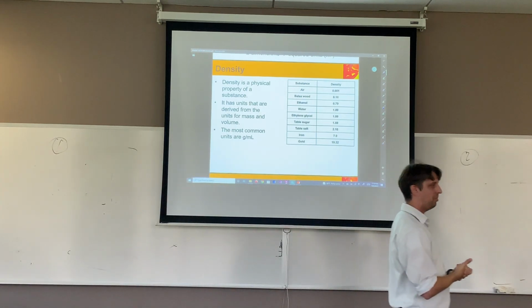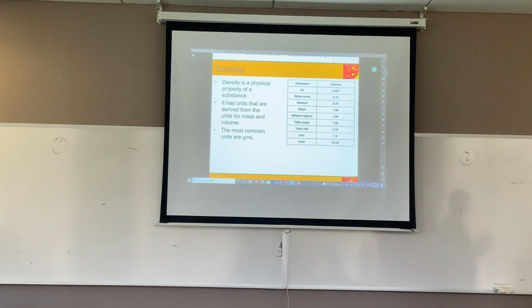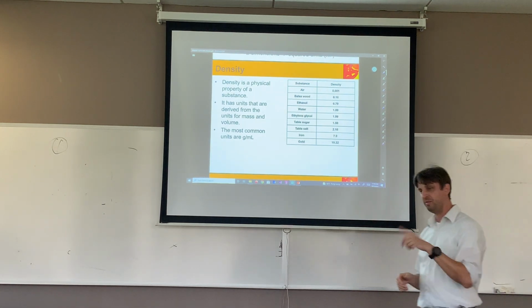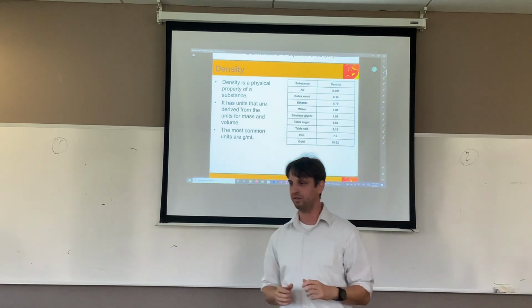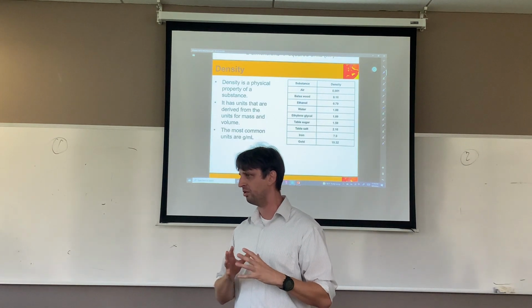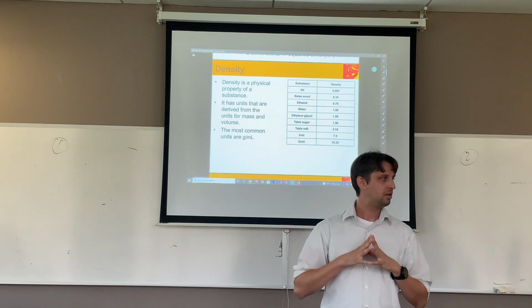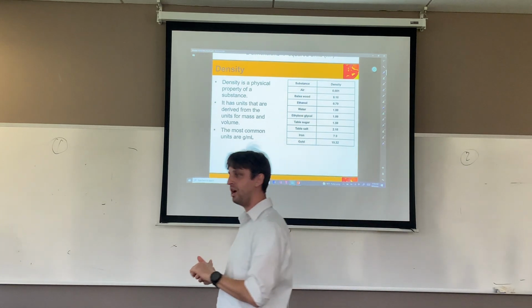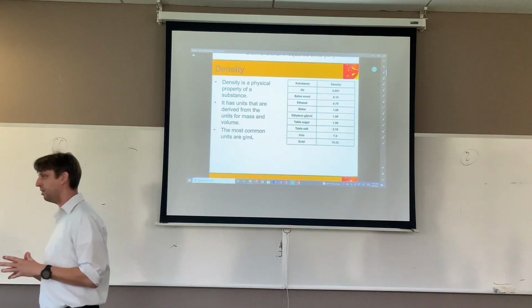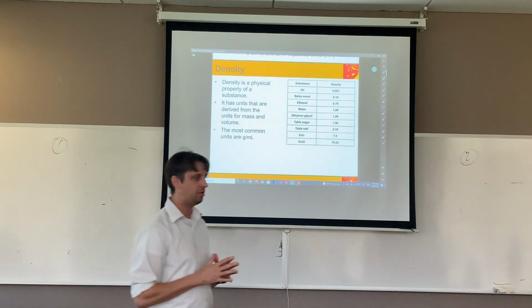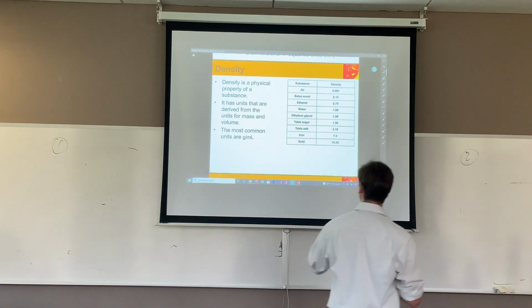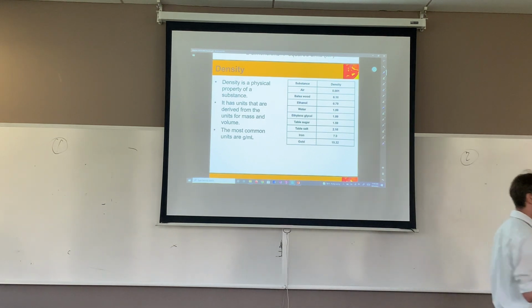Now, one of the first things that we'll learn about is density. Density is a physical property of a substance. Remember last time we talked about physical properties. What was the definition for a physical property? Something that we can measure that doesn't change the composition, doesn't change whatever it is that we're looking at. So we can measure the density of something fairly easily. It has units derived from mass and volume.